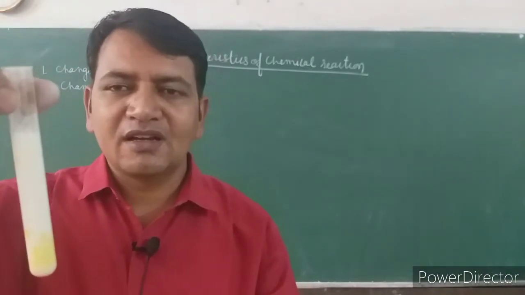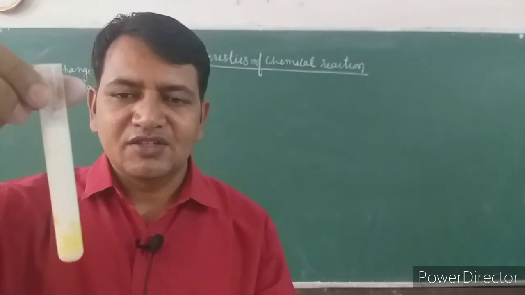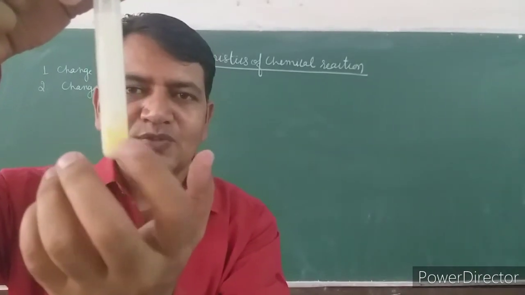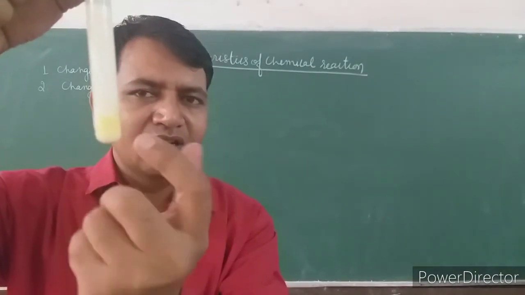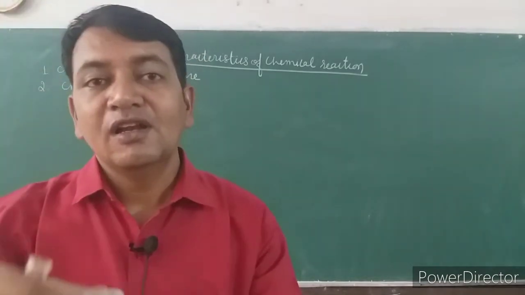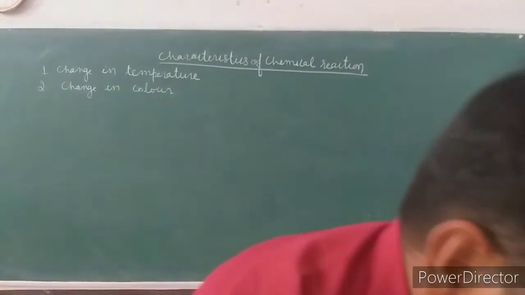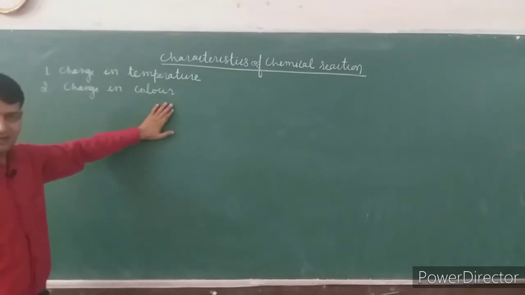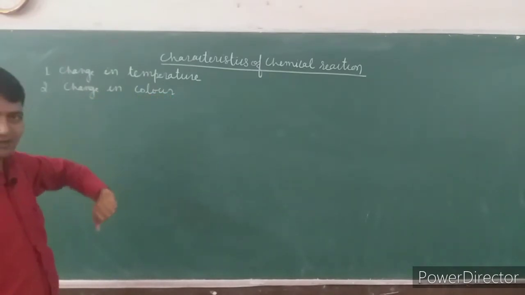This is also a characteristic of the chemical reaction, but in this activity our main purpose was to observe the change in color. You can observe that the colorless solution becomes yellow due to the formation of lead iodide. So this activity also explains that when in a process there is a change in color, that is a chemical reaction.